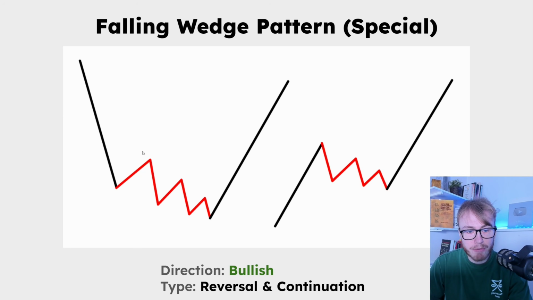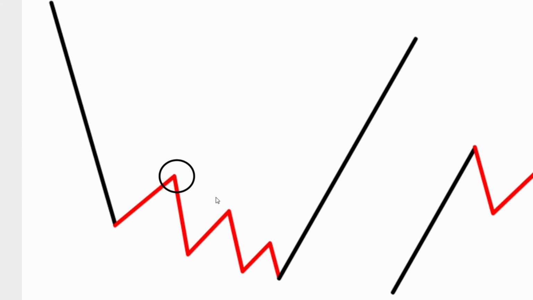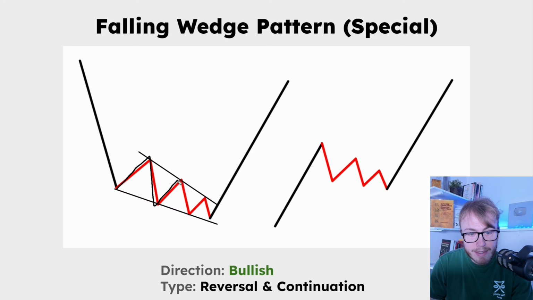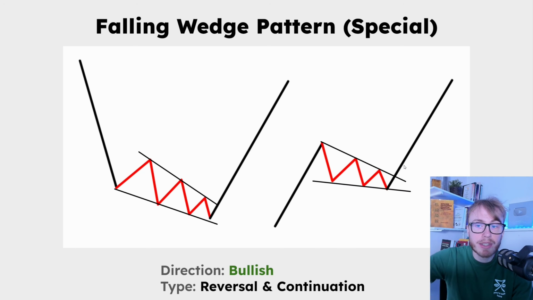To identify the falling wedge, what you're looking out for here is that you want to see both lower highs and you also want to see lower lows. But the slope here of the highs should be steeper compared to the slope here of the lows. So the pattern here will get tighter and tighter. And this is true for both the reversal, but also true for the continuation pattern.